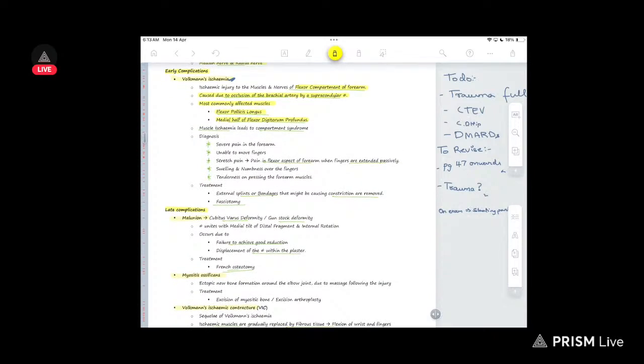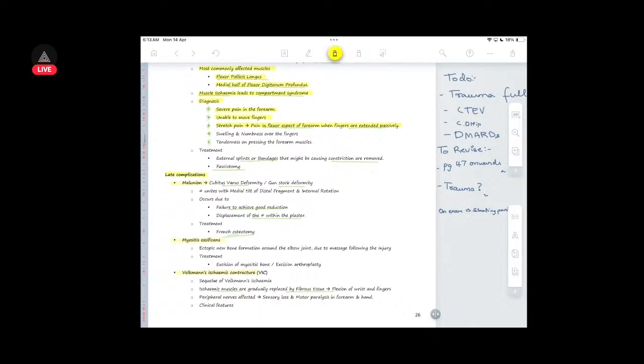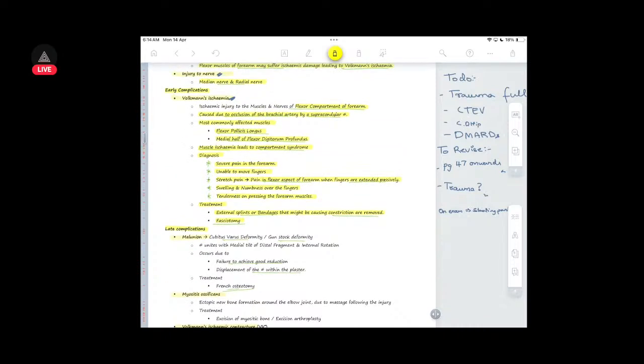flexor digitorum profundus. Then, muscle ischemia will lead to compartment syndrome diagnosed by severe pain in the forearm and inability to move the fingers. There will be stretch pain, wherein there is pain in the flexor aspect of the forearm when fingers are extended passively. Then, swelling and numbness over the fingers, and tenderness on pressing the forearm muscles. So, treatment: all external splints and bandages that may cause constriction are removed, and you do fasciotomy. That is the treatment of Volkmann's ischemia.